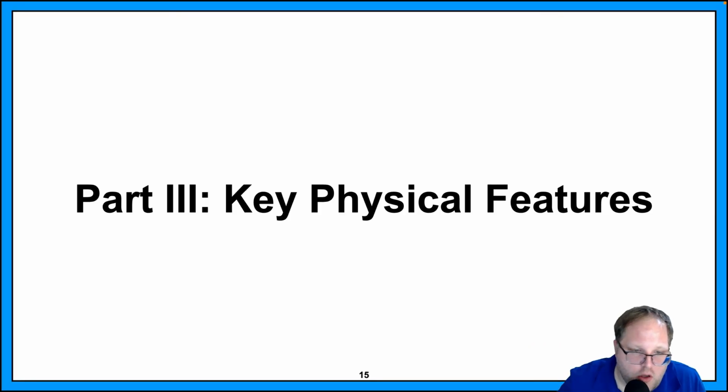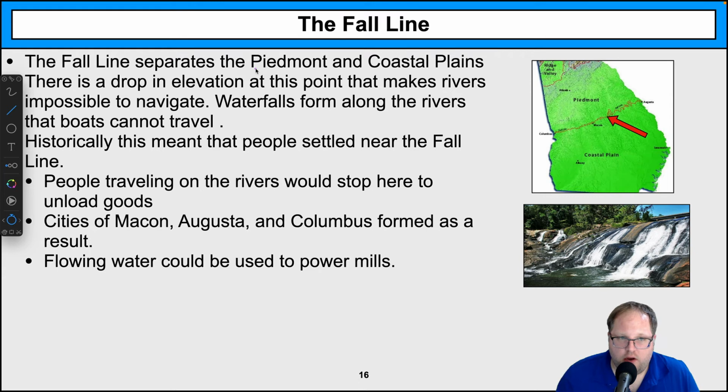Part 3, Georgia's key physical features. The fall line. The fall line is a geographic feature that separates the Piedmont and the Coastal Plains region. And you can see that squiggly line right here with the arrow pointing to it. The fall line was formed millions of years ago when this part of Georgia would have been underwater, and the fall line would have been Georgia's coast with the ocean.